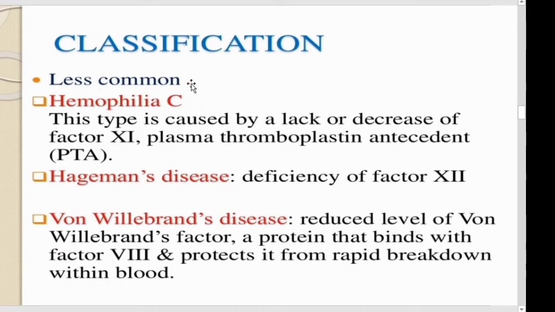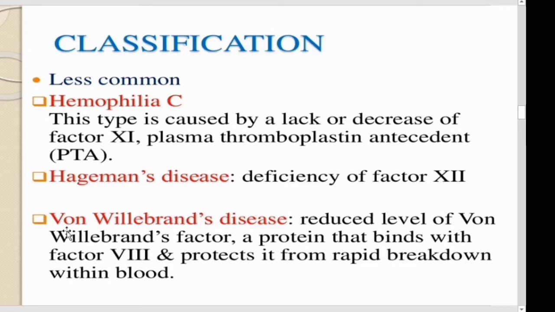So there are also some less common types of hemophilia. The first one is hemophilia C. In this type of hemophilia, there is low or no production of factor 11, which is also called the plasma thromboplastin antecedent. We have another type called Hageman's disease. In Hageman's disease, there is deficiency of factor 12.